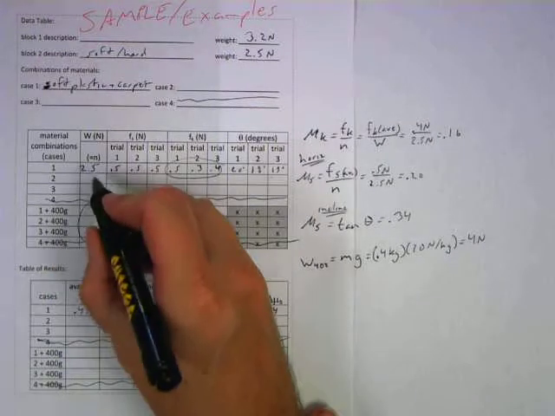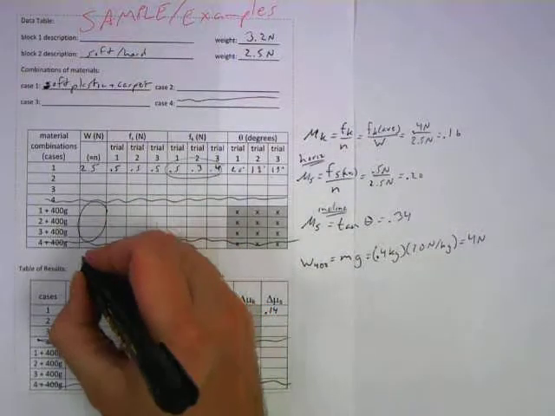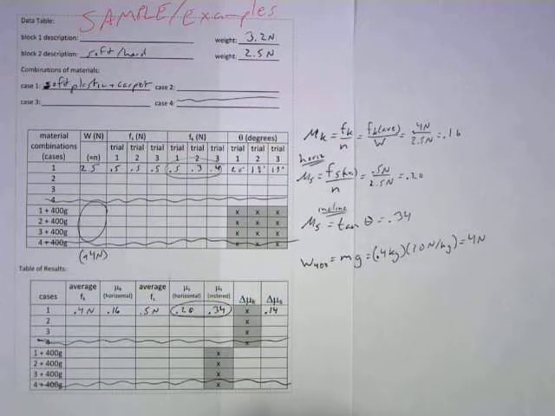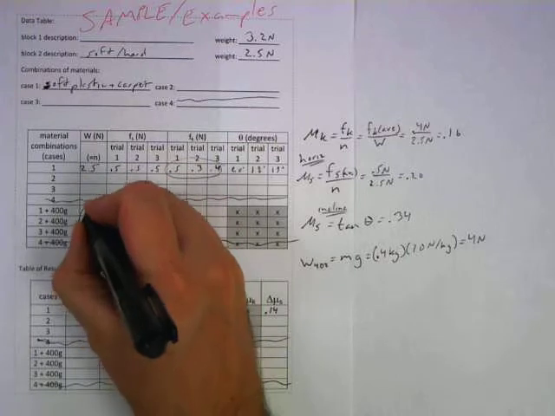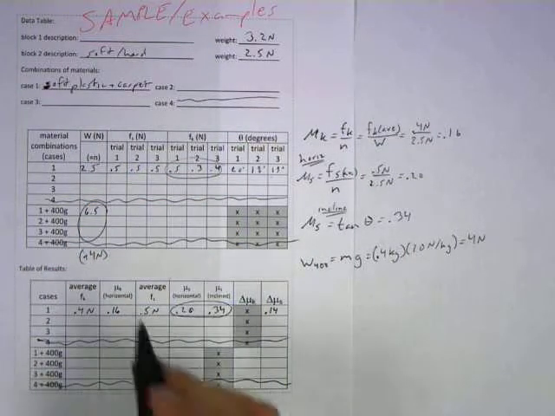So I'm going to take that weight and add 4 newtons to each and every single one of these. Each of these gets an additional 4 newtons. So that's going to go from 2.5 up to 6.5. Right.